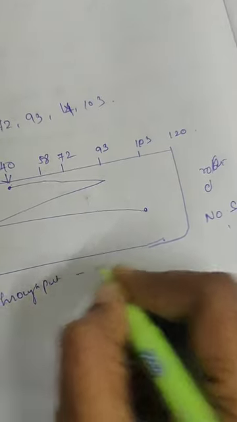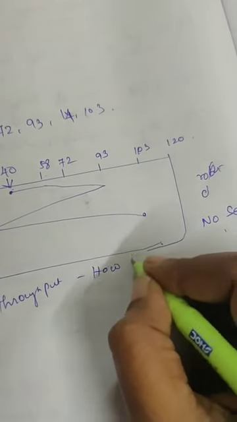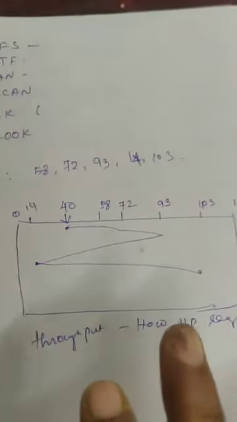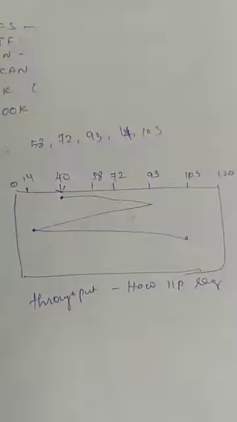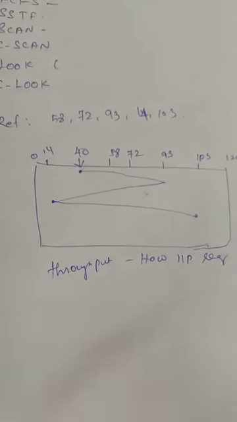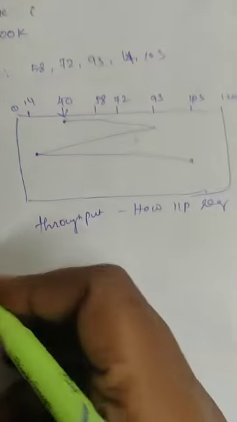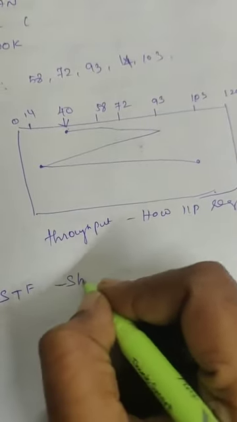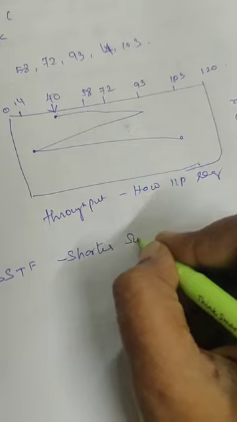Throughput depends on how the input request is. So this algorithm is not being optimized by itself. It only depends on how the input is available. Next is SSTF, which is nothing but shortest seek time first.